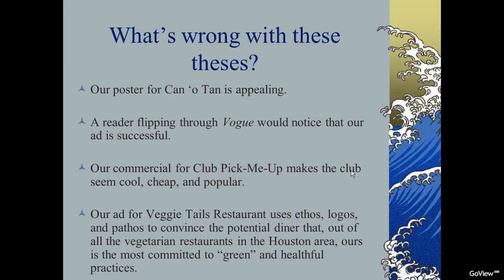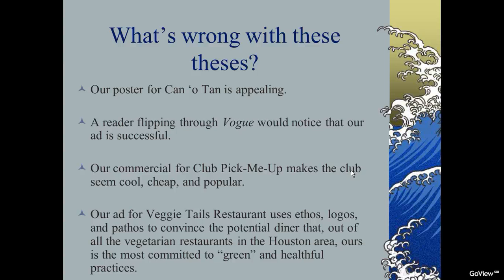Now, knowing those things, what is wrong with these thesis statements? Our poster for Can of Tan is appealing. Clearly, this thesis is too vague. It doesn't tell you why the poster is appealing. It makes a claim that the poster is appealing, but it doesn't give you any kind of reason, any kind of because clause.